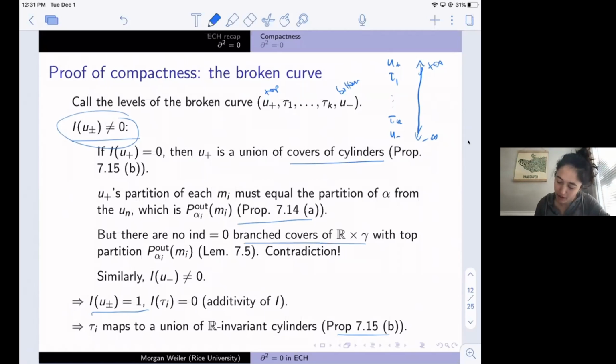So u plus has to be one of these, and the top partition is P out. But that doesn't exist by this lemma where I said that P out is minimal under this partial order. The partial order is that you can have an index 0 branched cover from one to the other. So P out can never have index 0 branched covers from it to something different. So such a u plus cannot exist. Similarly, the ECH index of u minus is non-zero. So I have these two index 1 curves at the top and bottom, and then index 0 curves in the middle.